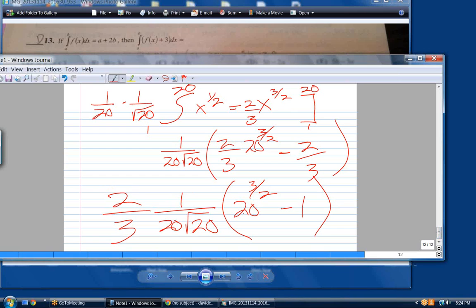20 to the 3 halves is the square root of 20 cubed. Now, that square root of 20 cancels with this square root of 20. Then we have 20 cubed. One of those cancels with that 20, so now we have 20 squared. So I am not getting the same answer, but what am I getting? I'm getting 20 squared minus 1 times 2/3.